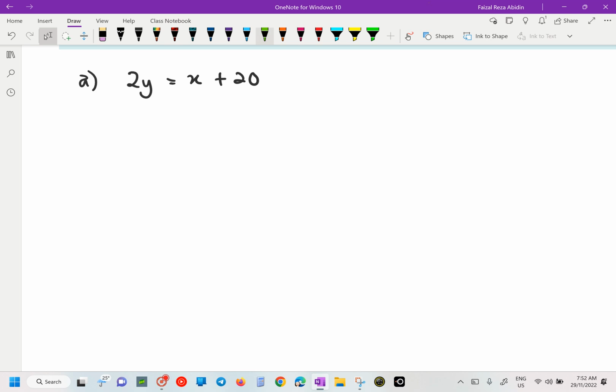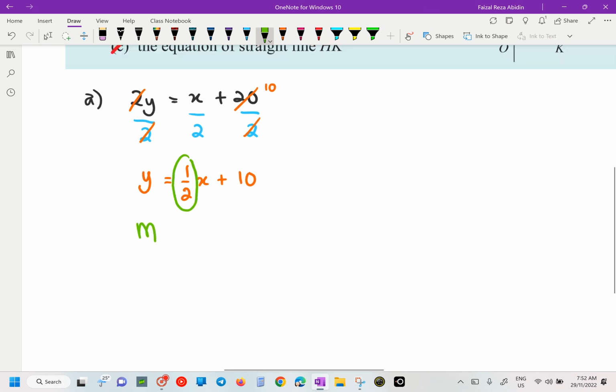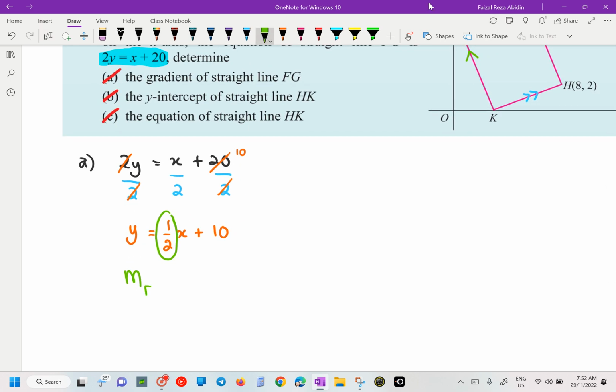Yes, we are going to make our coefficient of y become 1. So we are going to divide everything by 2. So over here you are going to get y equals 1 over 2x plus 10. So where is your gradient here? Yes, so we have the gradient for our FG will be 1 over 2. That's for question A there.